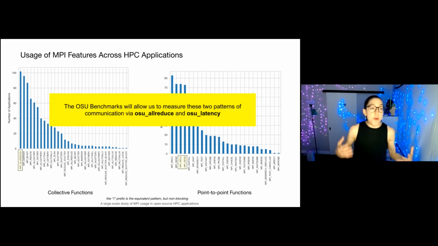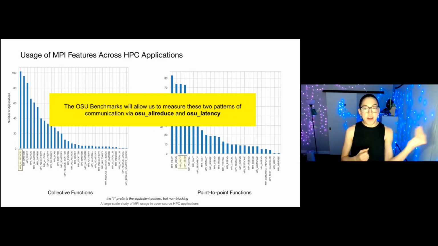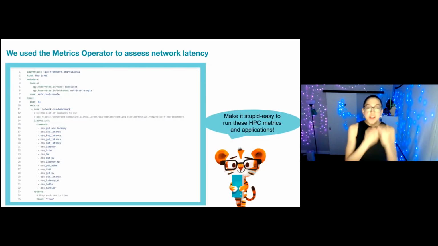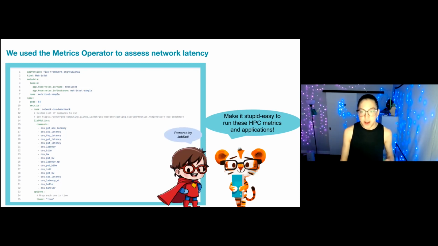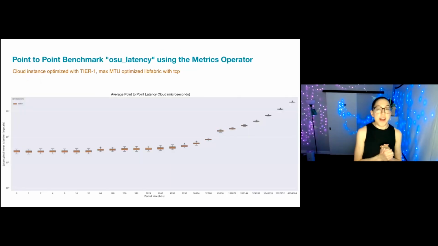So the OSU benchmarks are going to allow us to measure these through two things: OSU all reduce for collective, OSU latency for point-to-point. And we're going to be using the metrics operator. Here's what that looks like to create a metric set. And the goal of the metrics operator is just really to make it stupid easy to run these HPC apps and applications powered by JobSet.